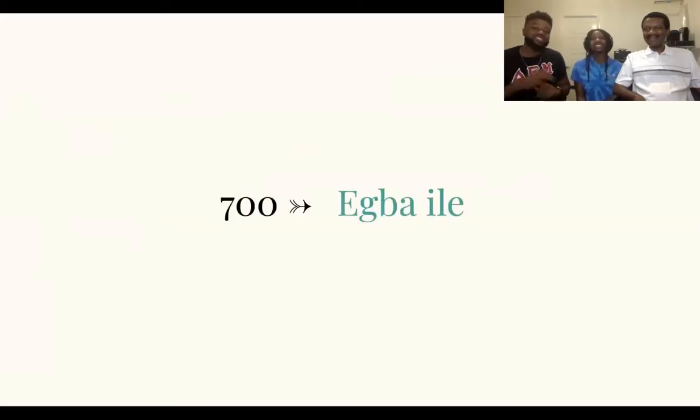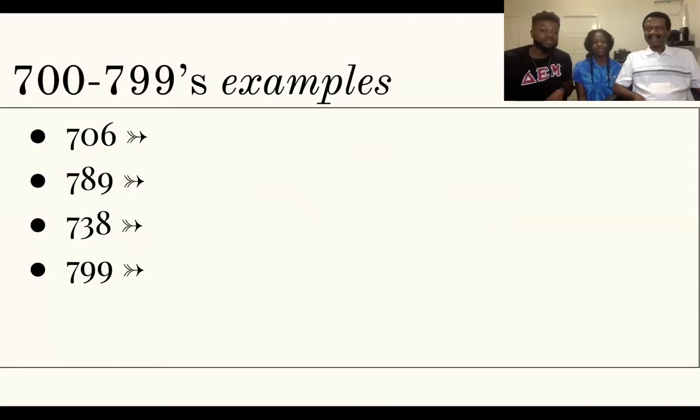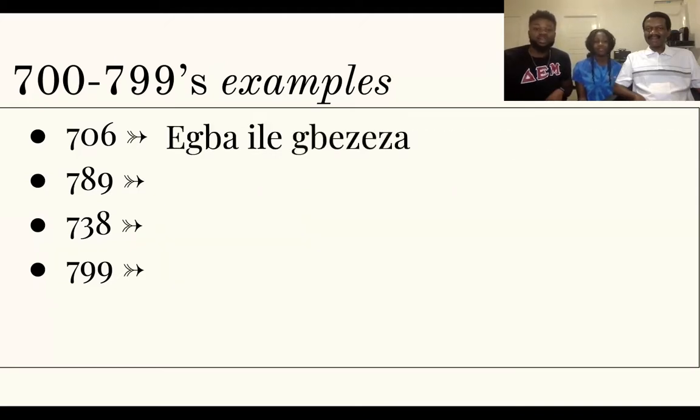All right, so 700 is Egba Ile. That's me. Yes, Egba Ile. And then for some examples, well, actually, I'm going to give you one this time. So 706 is Egba Ile Bezeza, and the rest is up to you. So pause the video here, and I'll see you in a few seconds.